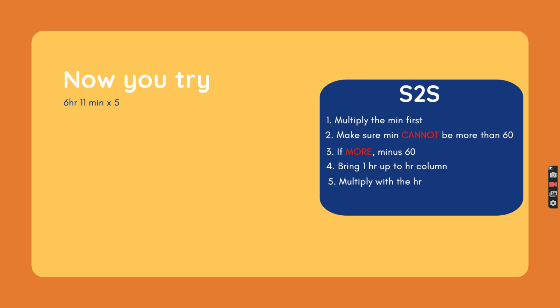Next, you can try this one, 6 hours 11 minutes times 5. Rewrite it in column form. We have our hour section here and our minute here. So I rewrite that. So we have 6 hours 11 minutes times 5. So step 1, multiply the minute first. So 11 times 5 gives you 55.